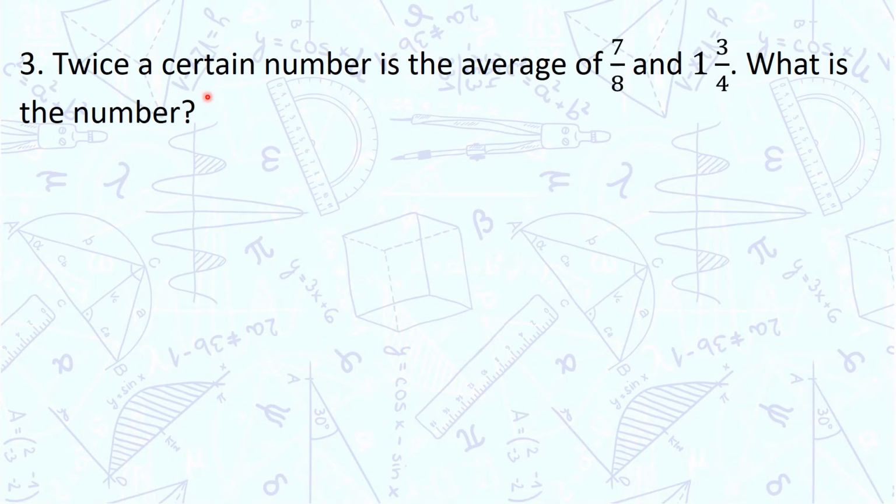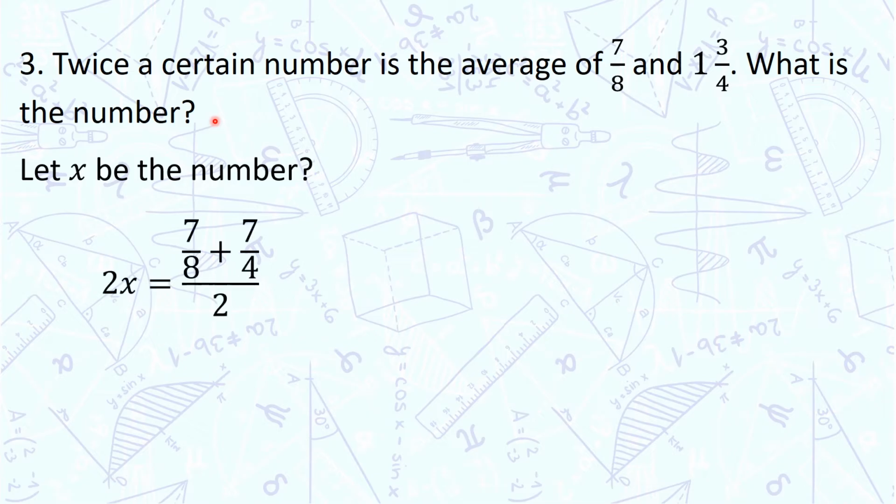Next, number 3. Twice a certain number is the average of 7/8 and 1 3/4. What is the number? So let x be that number. We'll have our equation, twice that number, so 2x is equal to the average, 7/8 plus 7/4, where 7/4 is the improper fraction conversion of 1 3/4, over 2, because we're getting the average.